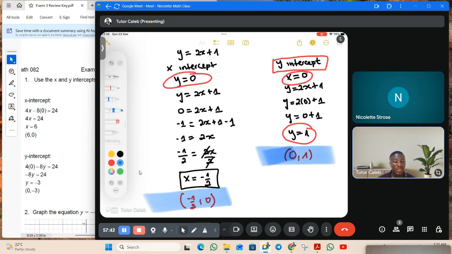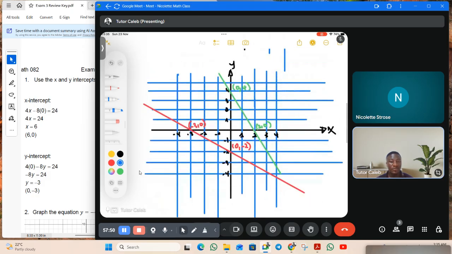Now, before we try another example, I would like to quickly review what we just did. From this graph, I drew two lines, and these two lines were cutting the x-axis and the y-axis. I asked you to give me the coordinates where the lines cut each axis, and you did that successfully. That was very good.